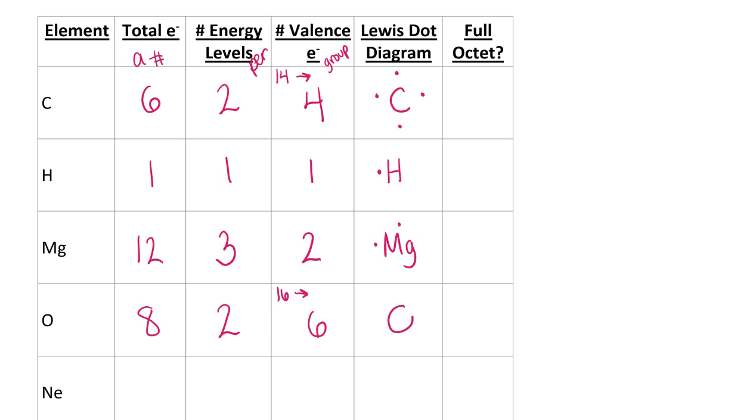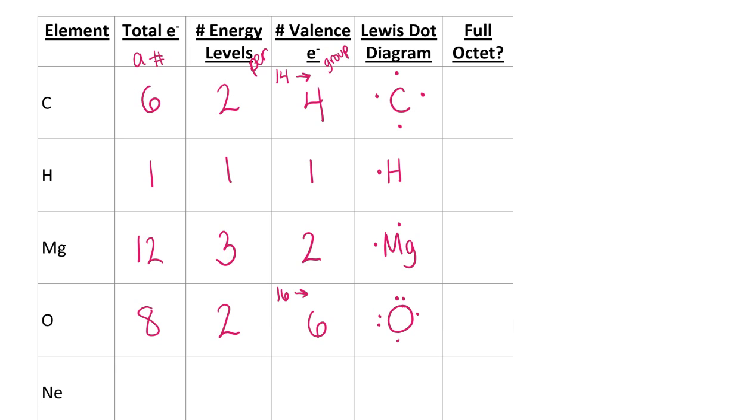So when I put that on my Lewis dot diagram, it will look like this. I'm just going to start on the top. So 1, 2, 3, 4. Now that every side of my box has 1 electron, now I can go back and double up. So I can do 5, 6. And so I get a pair of electrons here and a pair of electrons here. There's nowhere else to put them, so that's okay.